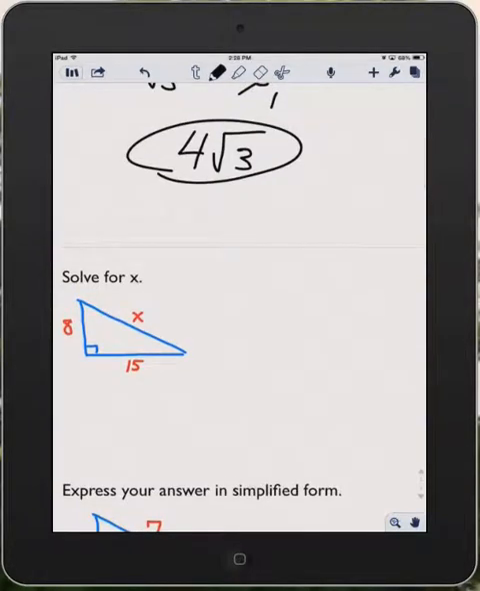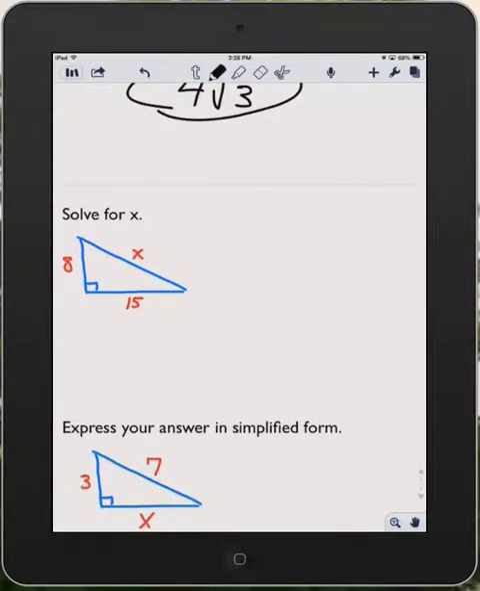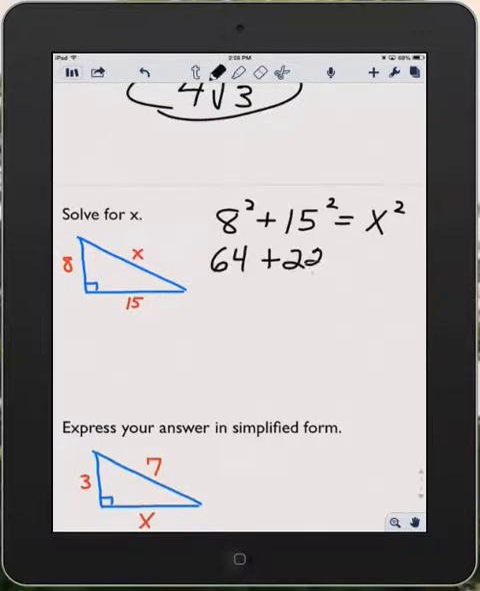Next problem, using the Pythagorean theorem, solve for the value for x. So we have a squared plus b squared, the sum of the squares of the two legs, equals c squared, the square of the hypotenuse. So we have 64 plus 225, that equals x squared. So 289 equals x squared.